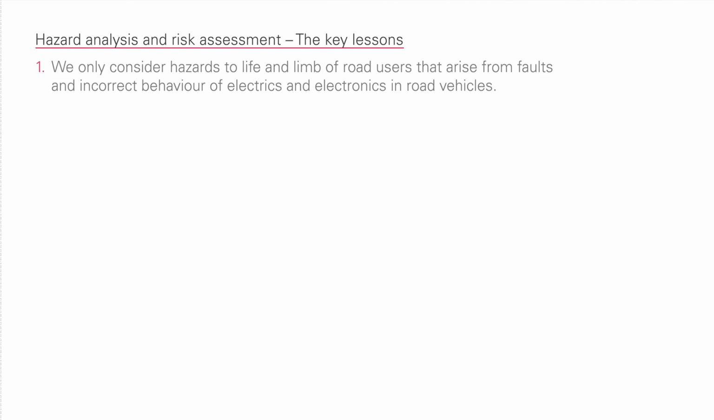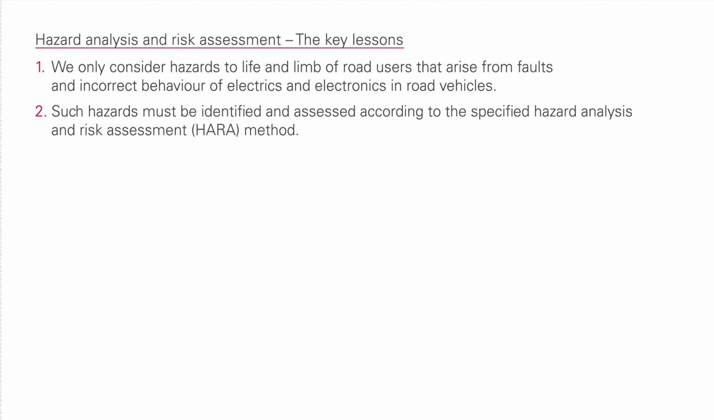So that takes us through all the points I wanted to make. Let me conclude by summarizing the most important things in 8 key lessons. First, we're only looking here at hazards to the lives and limbs of road users arising from faults and incorrect behavior of electrics and electronics in road vehicles. Second, these hazards must be identified and assessed according to a predetermined method, hazard analysis and risk assessment.